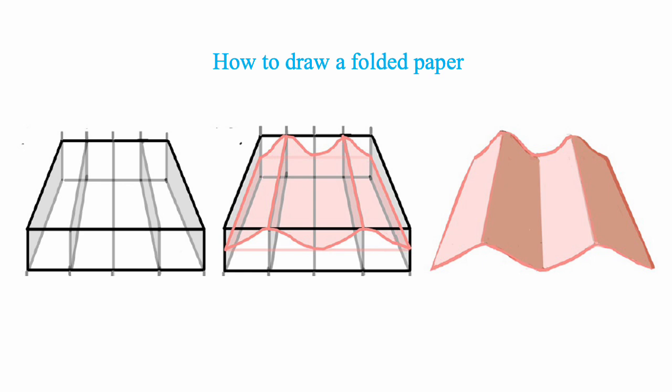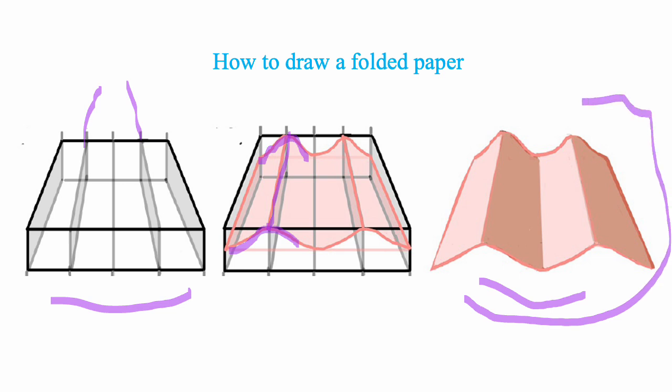To draw this folded piece of paper, start with a box with 5 vertical divisions where the lines converge toward the same vanishing point. Then draw your curve in front and the same one in the back and connect them with lines. And when you get rid of your construction lines, you get this form.